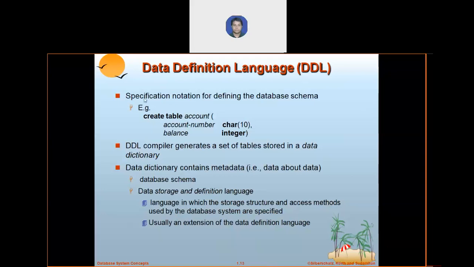So let's start with DDL, the specification notation for defining the database schema. Like this line of code, you can create a table. We will discuss how we can create a table, with the command CREATE TABLE. Account is the table name which we are going to create, and the account number and the balance are the attributes, the column names, and these are the data types of the columns. Using this command, we can create a simple account table. So this is how we can create a table. All these things we will discuss in upcoming classes, so don't worry.